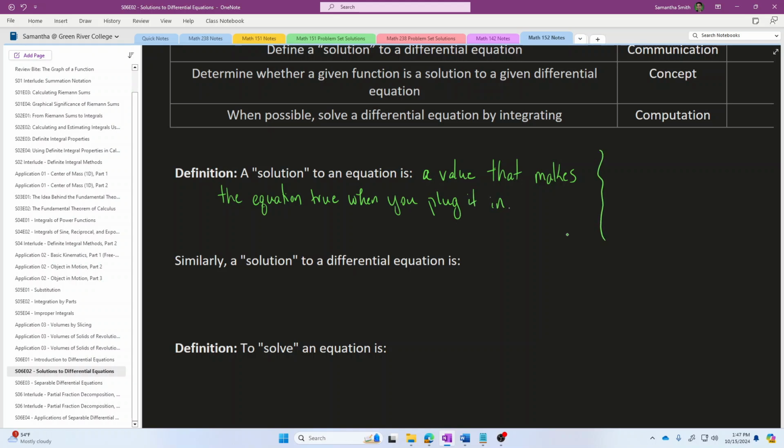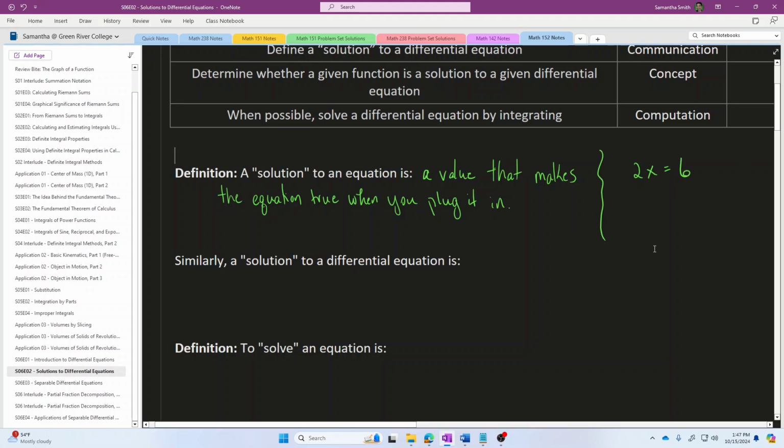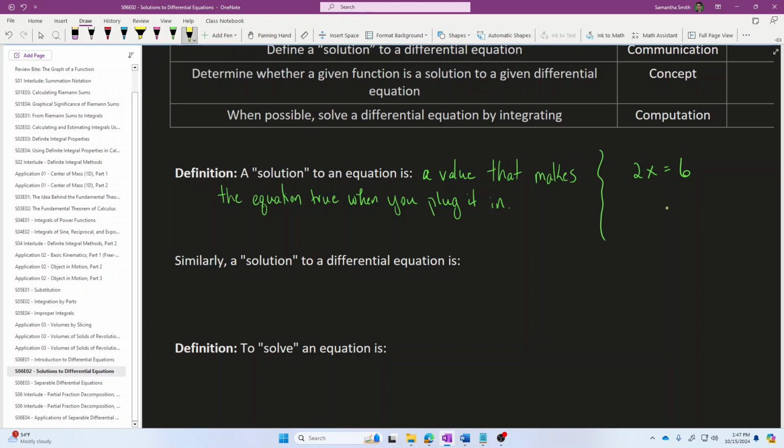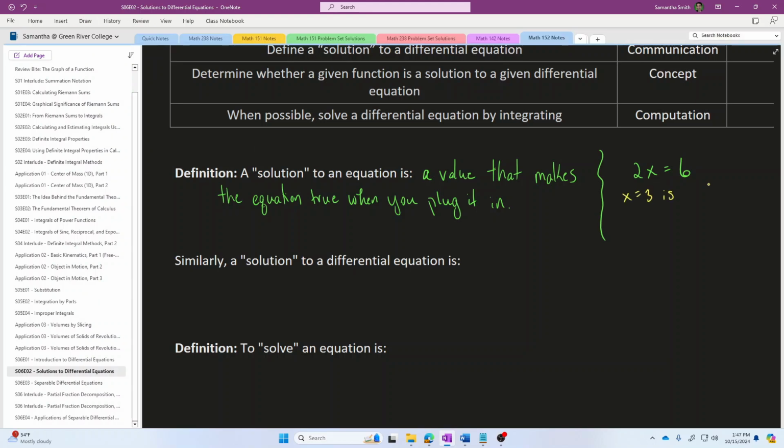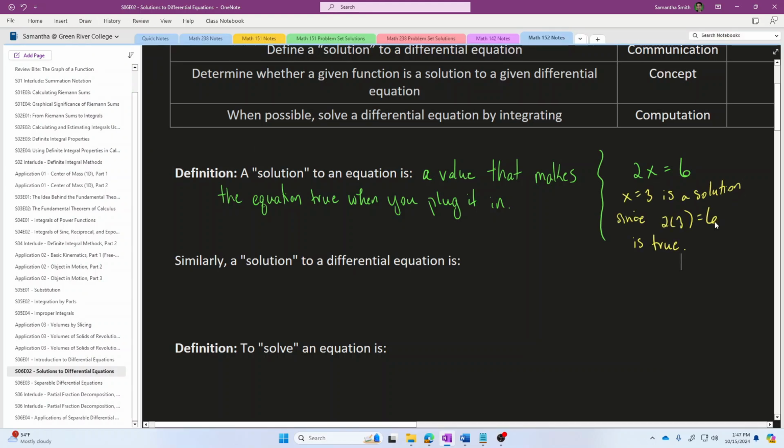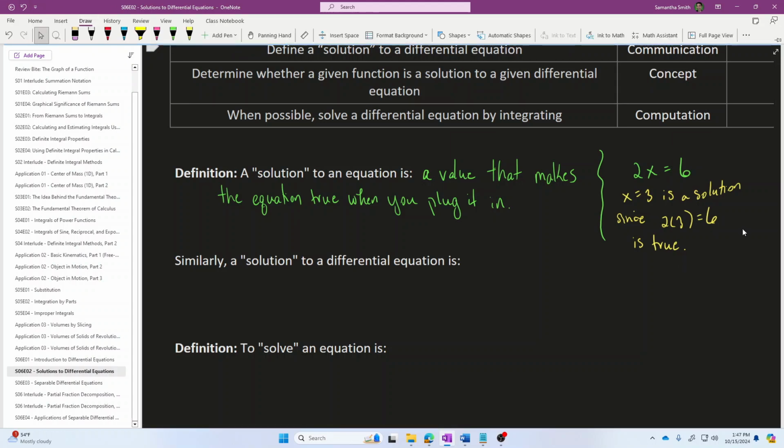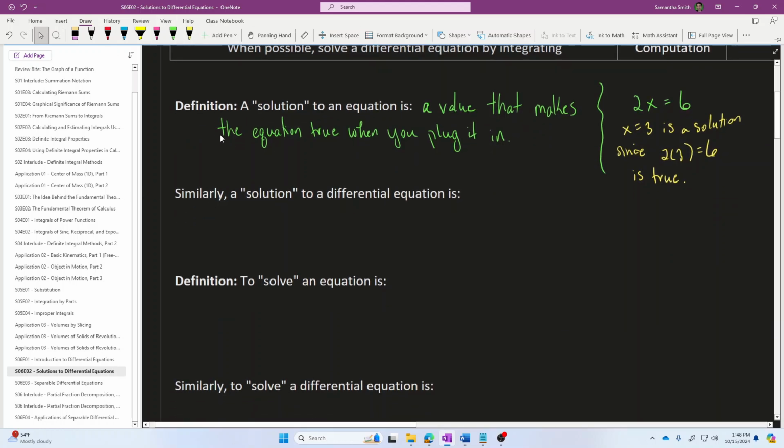For example, if I was dealing with the equation 2x is equal to 6, then I would say that x equals 3 is a solution to this equation because if I plug in x equals 3, then I get a true statement. By contrast, if I plugged in something like x equals 1, then I would get 2 equals 6, which is definitely not true. So x equals 1 would not be a solution to this equation. So that's all a solution to an equation is, just something that you plug into the equation and you get a true statement resulting from that.